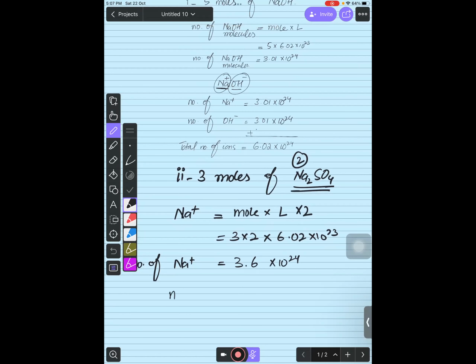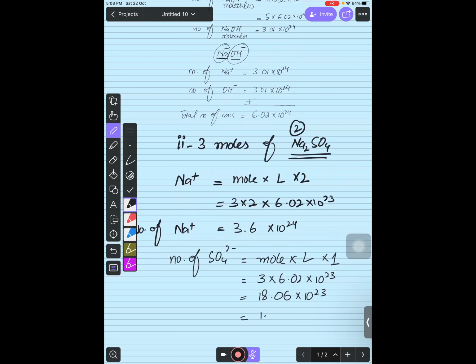And if you talk about the number of sulfate ions, it will remain the same. Whatever the number of molecules you have, the same will be the number of sulfate ions. So it's only moles into the constant value, and each compound has a single sulfate ion. So it will be 3 into 6.02 10 raised to the power 23, so it will be 18.06 10 raised to the power 23. And if you want to write it in raised to the power 24, it will be like this. Right, bachcho?